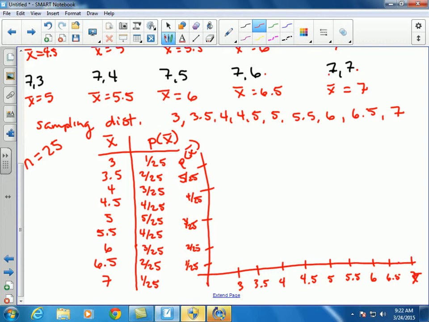So if we graph it, the 3 happens 1 time. 3.5 happens 2 times. The 4 happens 3 times. Oh, sorry, yes, the 4 happens 3 times.